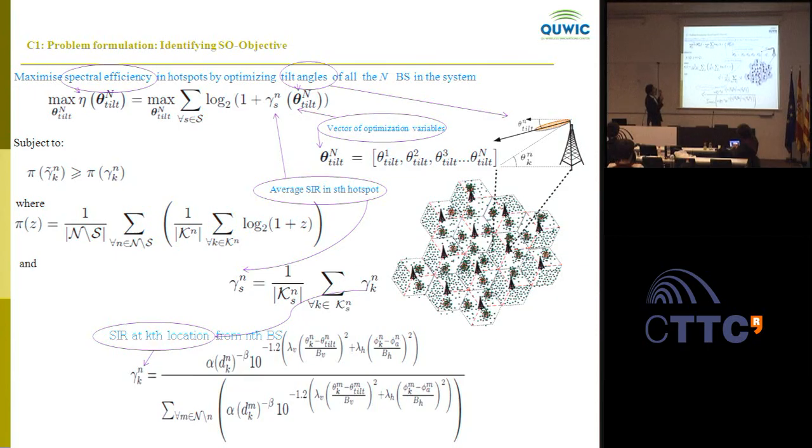This is the first step. We are identifying our SO objective, just like the birds identified, okay, they need to maximize spectral efficiency. If we do that, this is how it will look. I have made clear all the notations just to keep you going with me. This eta here is spectral efficiency, which is a function of the vector of tilt angles for all the antennas in the system. And we want to maximize the spectral efficiency.